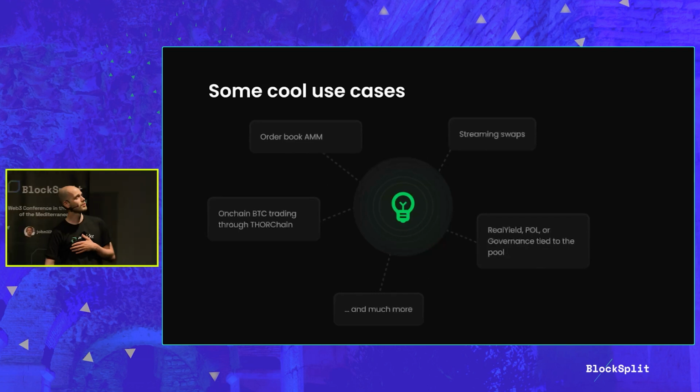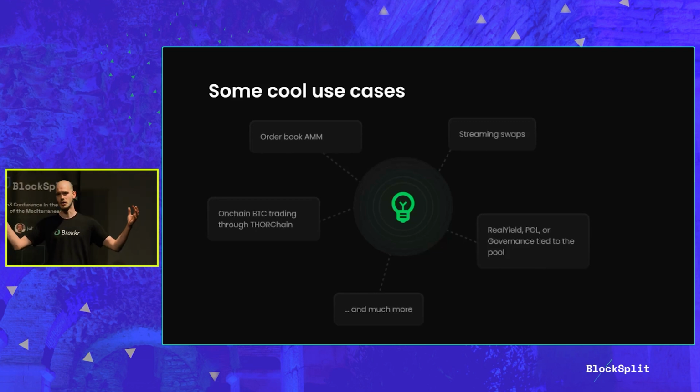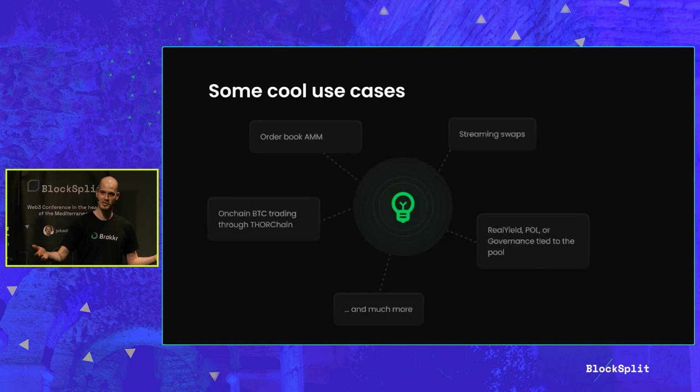So why would somebody want to have hooks in their pools? Well, you can do awesome stuff like order book AMMs. You could do streaming swaps, or TWAMM. You could do real yield, POL, governance directly on top of the pool. You could even connect to other protocols like THORChain, which is a completely different network, through their smart contracts. You could build a whole protocol on top of hooks, because basically they're just smart contracts.